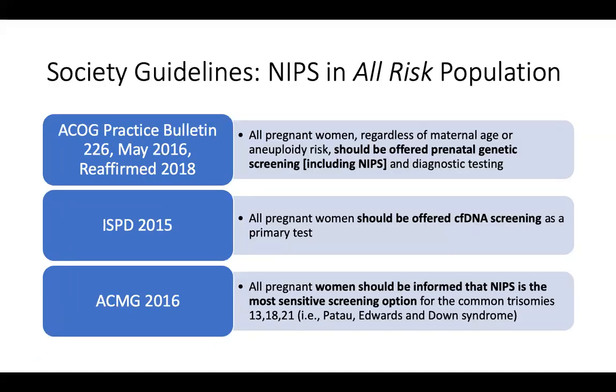Based on the performance of NIPS, the consensus among ACOG, the International Society for Prenatal Diagnosis, and the American College of Medical Genetics and Genomics is that NIPS be offered to all women, regardless of their chromosome abnormality risk.